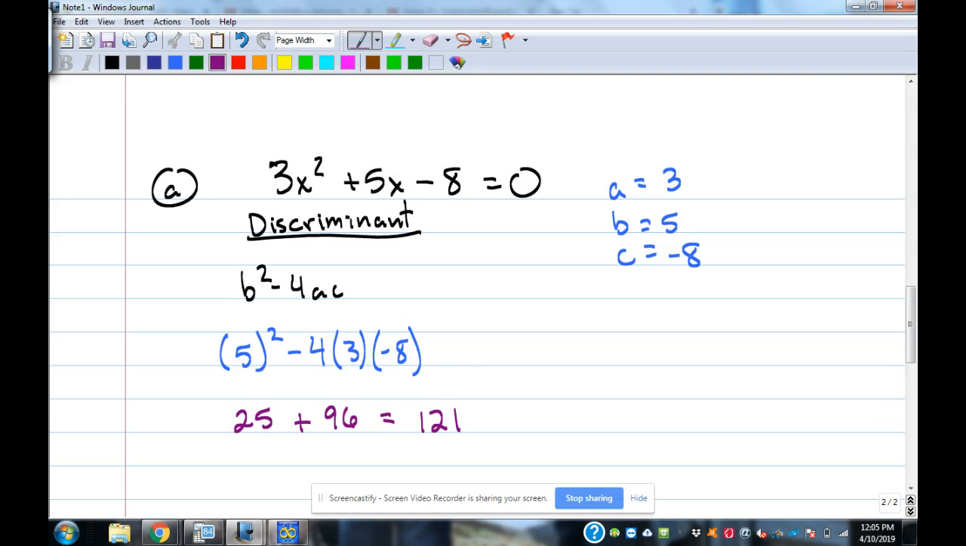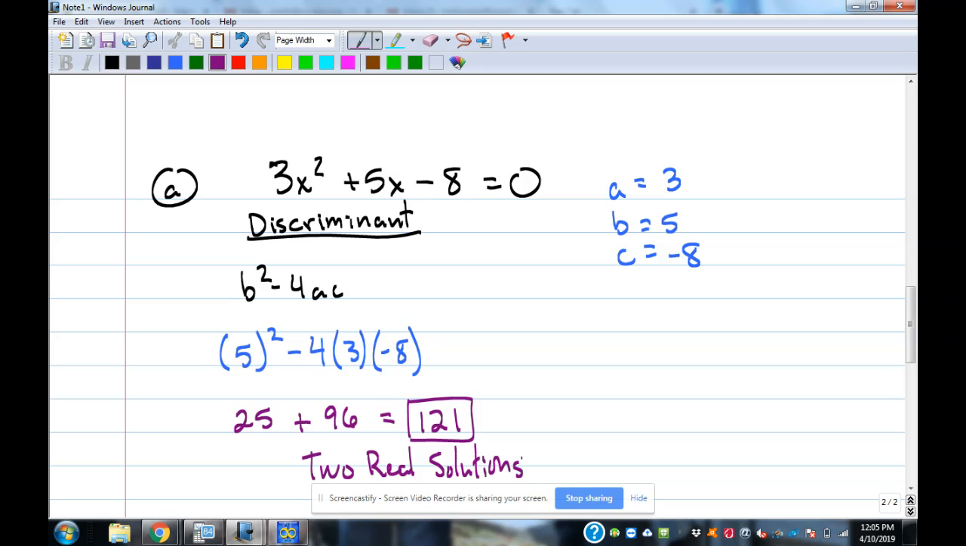It's positive. So that means we're going to find how many answers? 2. If the discriminant is positive, this tells us that there are 2 real solutions. That's what that tells us. There are problems on the EOC that will just ask you that. How many solutions are there to this problem?